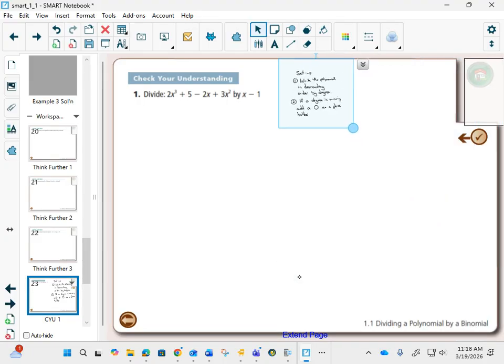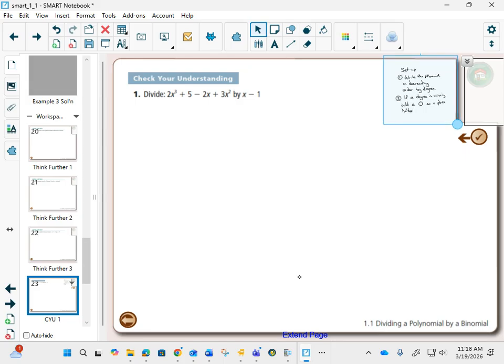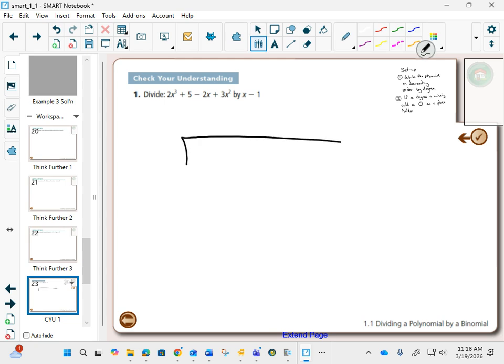I'm going to just make it a little smaller. We can make it bigger again if we want to see it. Just get it out of the way. But for our setup, we're dividing by x minus 1. And for our setup, the first thing we have to make sure is we write this in the right order. There we go. So the 2x cubed is first, the 3x squared is next, then the 2x, then the 5. That is in descending order.